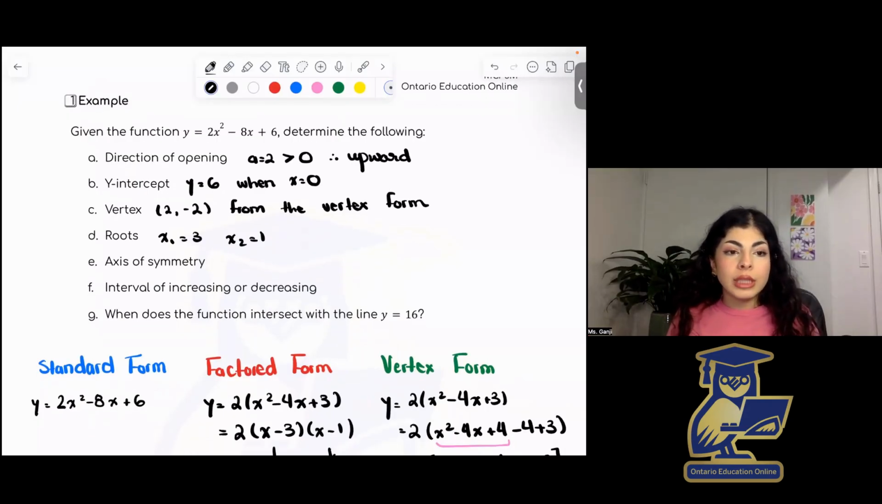You might have also seen it as the axis of symmetry falls between the roots, so 3 and 1, and if we find the average, you will also get 2.